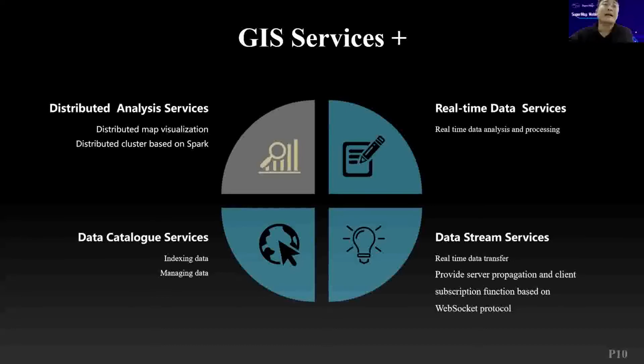And the data catalog service is for us to easily manage our spatial data. For example, if we not only want to publish the spatial data, but also want our users on the client side to upload their own data and publish their data as a service, then we need to use the data catalog service to receive the data uploaded by the user.